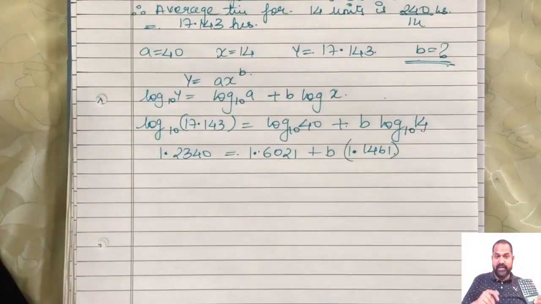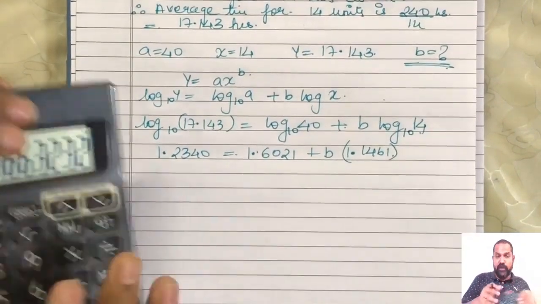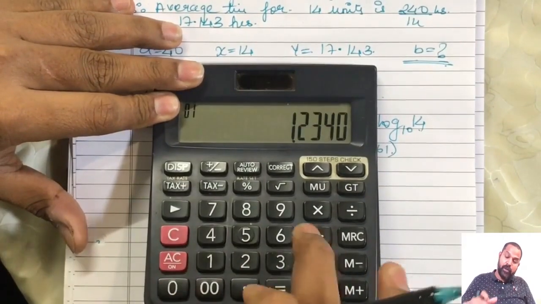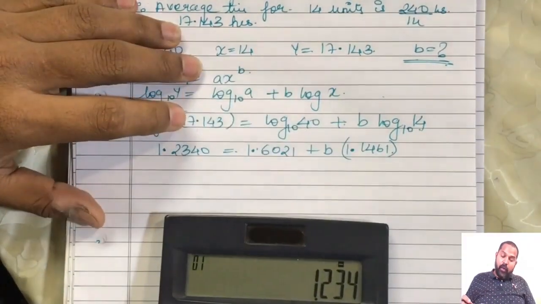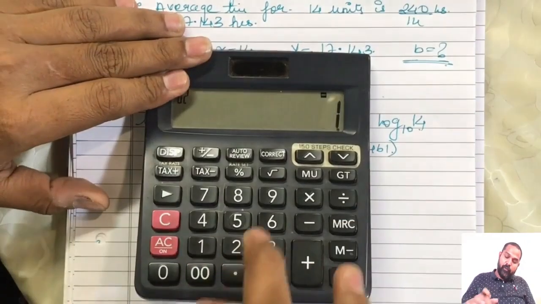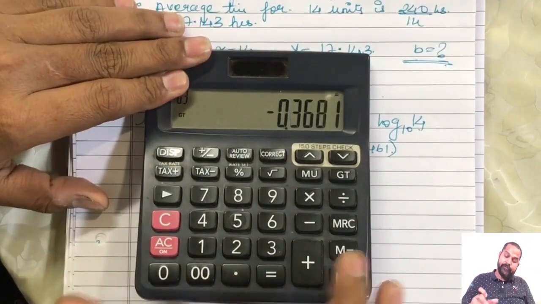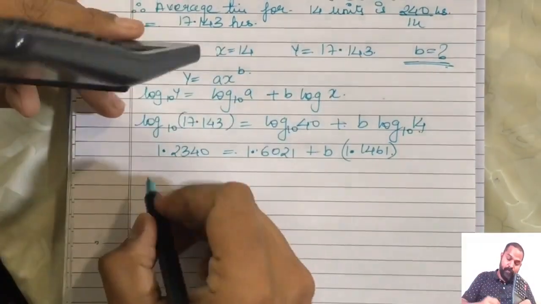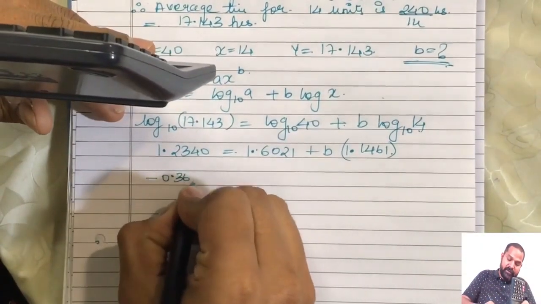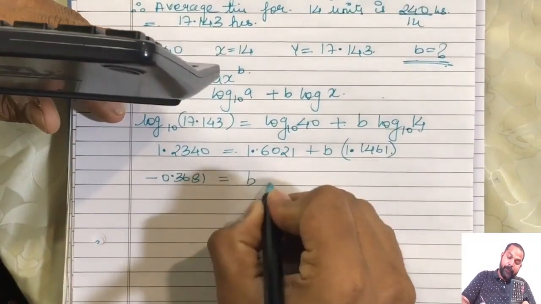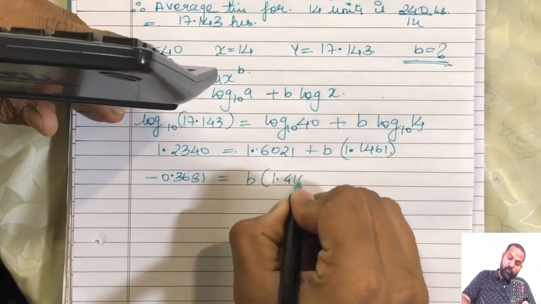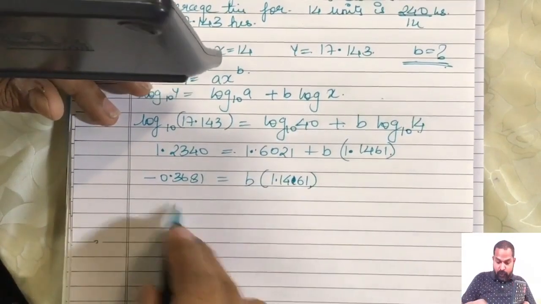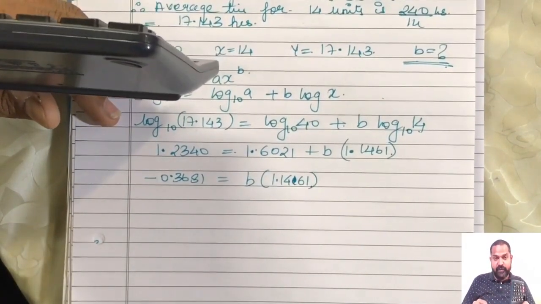Take this to the other side and subtract. So 1.2340 minus 1.6021. 1.6021 minus 0.3681 minus... 0.3681 is B into 1.1461. Goes to the other side and divides.